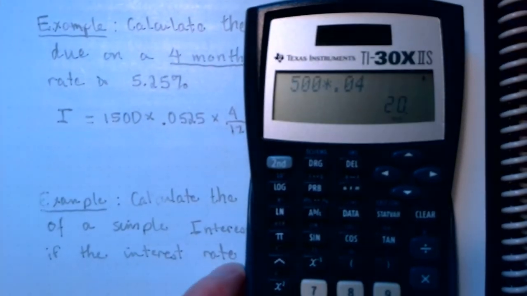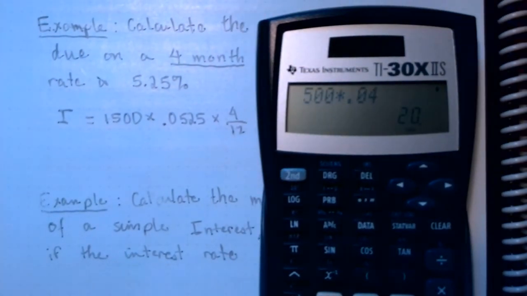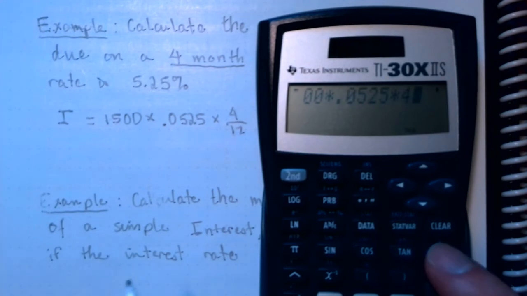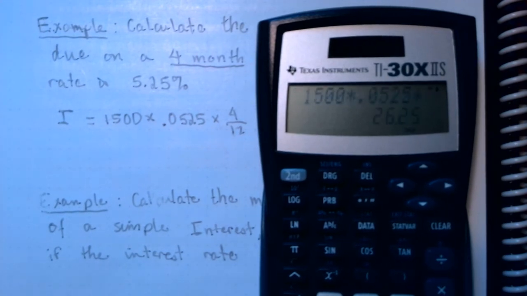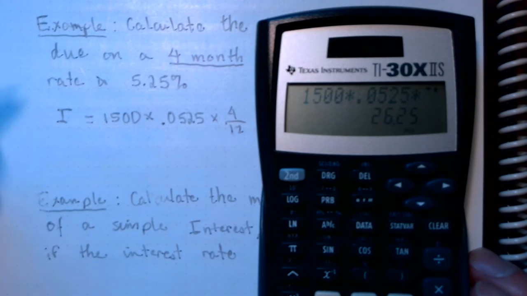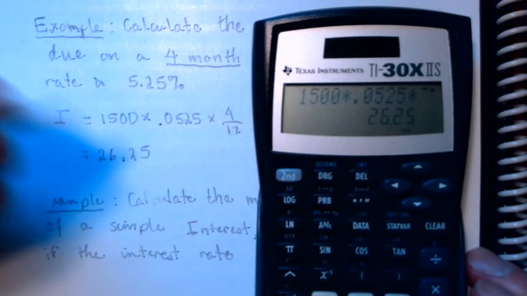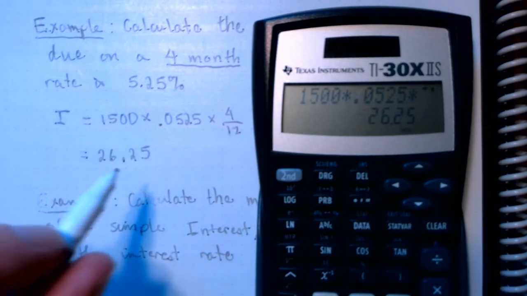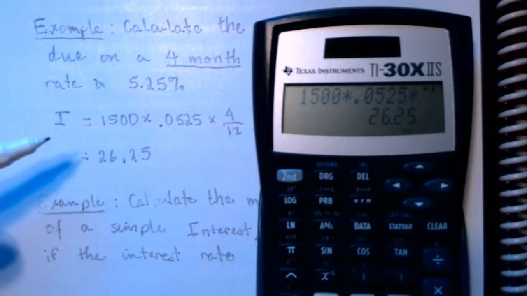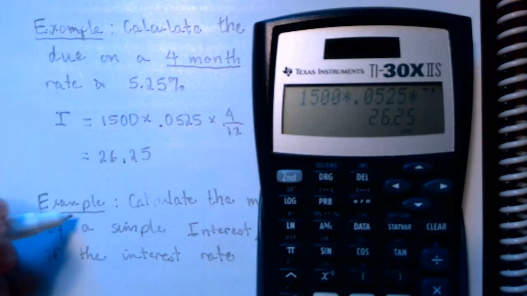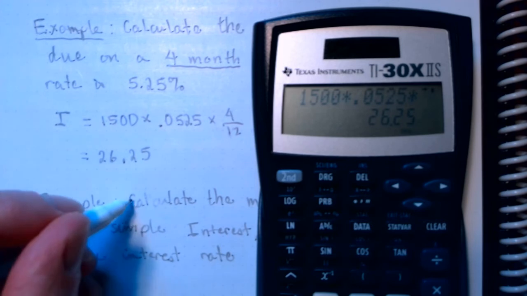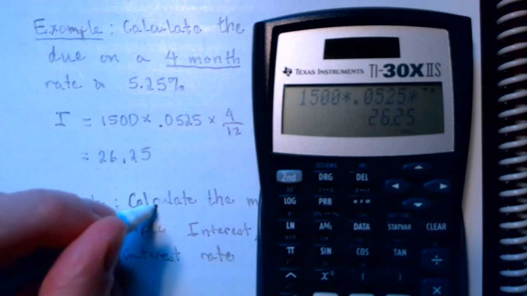You can do it right there. Okay, so 1,500 times 0.0525 times 4 divided by 12. And then we push equals. Okay, so $26.25. Okay, now in the previous two examples we have not had to worry about this, but when we're dealing with money, we should always round our answer to 2 decimal places.